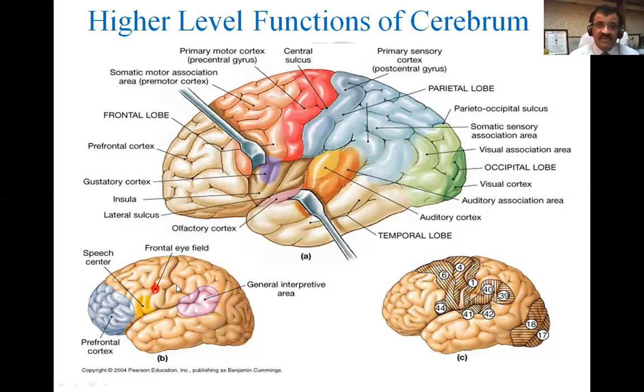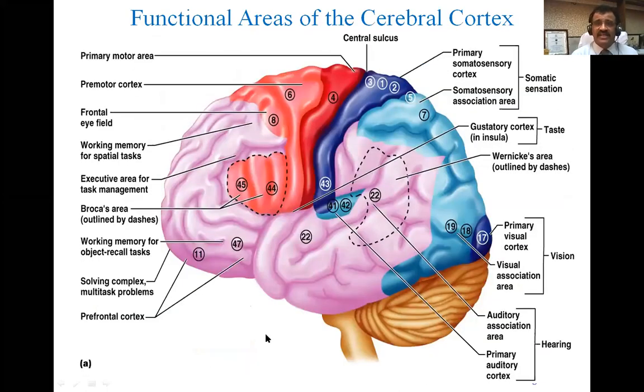This is the frontal eye field area, area number 8. This is the motor speech area, Broca's area. This is the prefrontal cortex. The general interpretatory area means Wernicke's area. Well, now the functional areas of the cerebral cortex.